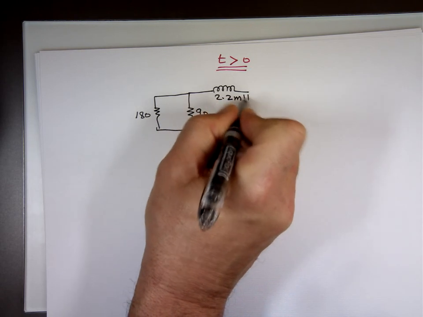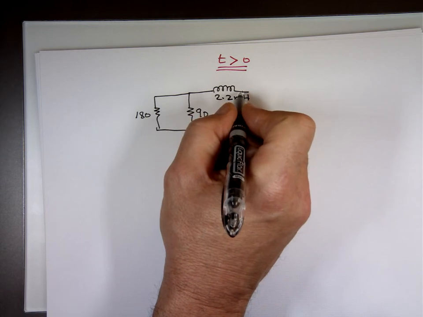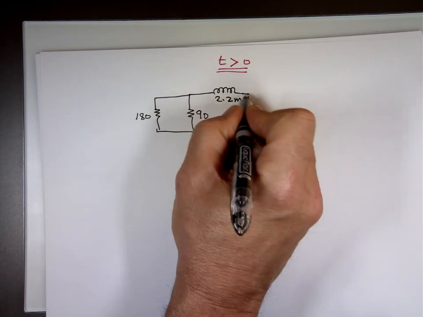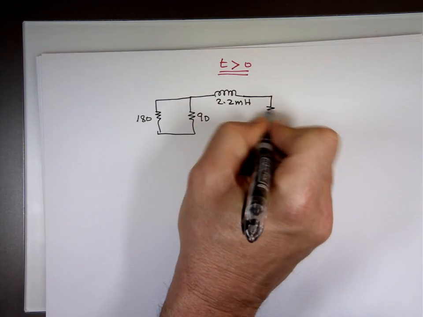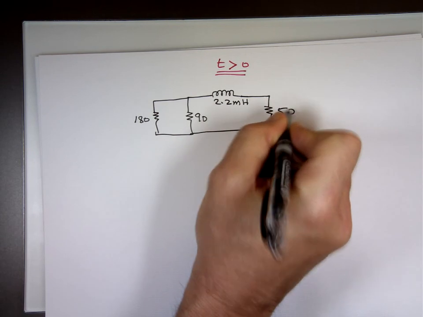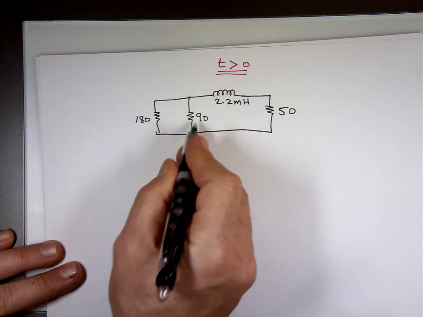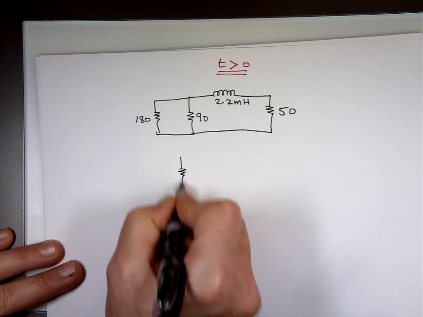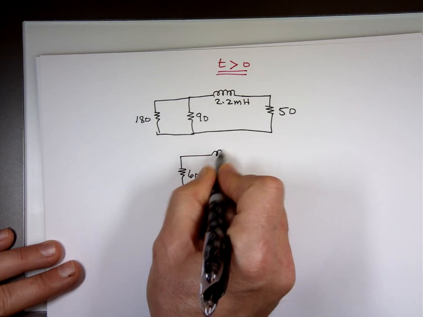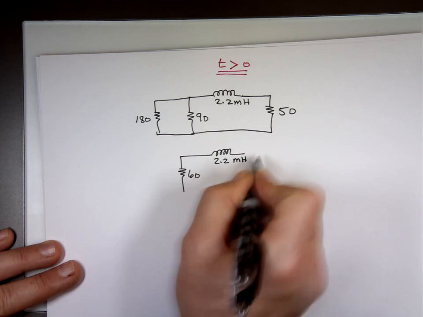Oh, it's still a source-free circuit, huh? Well, I was hoping to get a source after. Yep, I screwed up, still source-free. But just a bigger circuit. This is 60. 2.2 millihenry. 50.